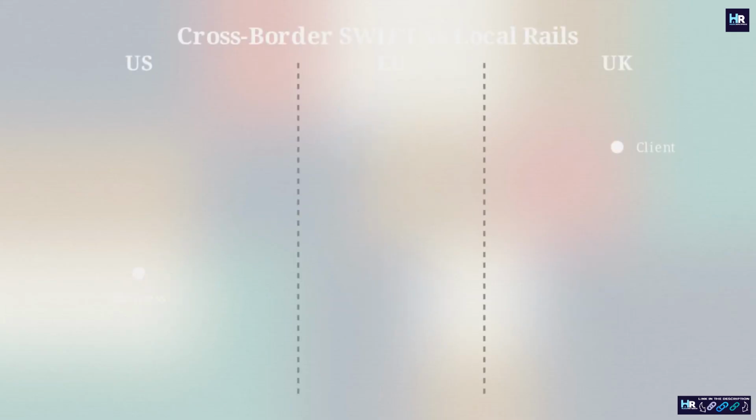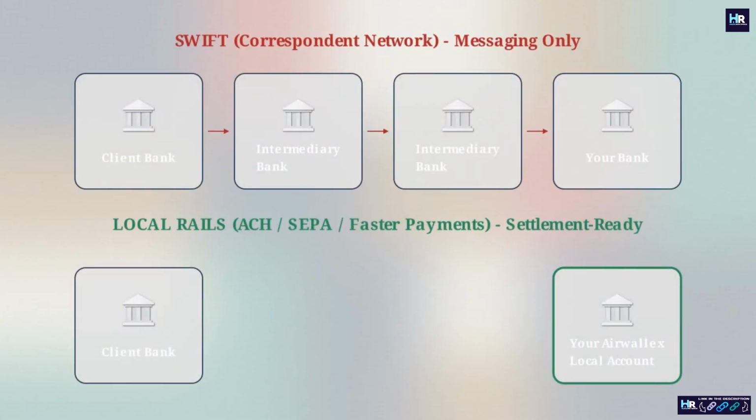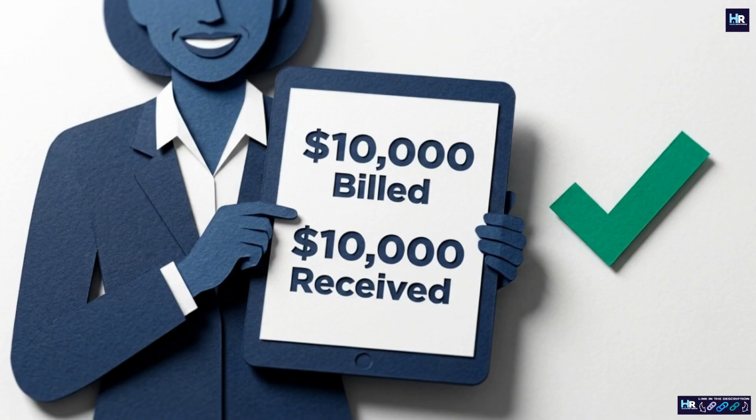This map compares two payment routes. The red line shows the chaotic, multi-stop SWIFT network crossing multiple borders. The green line shows a local payment rail, like ACH or SEPA. By providing local bank details, your client's payment never technically crosses a border. It travels directly from their local bank to your local account. Presenting yourself as a domestic business to your international clients ensures you retain the total face value of your contracts.